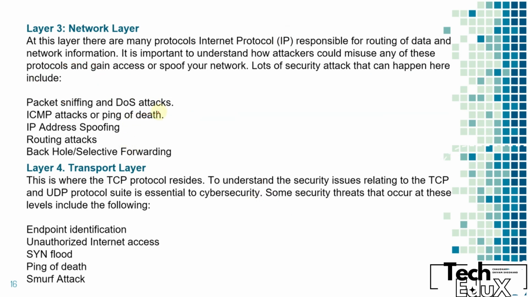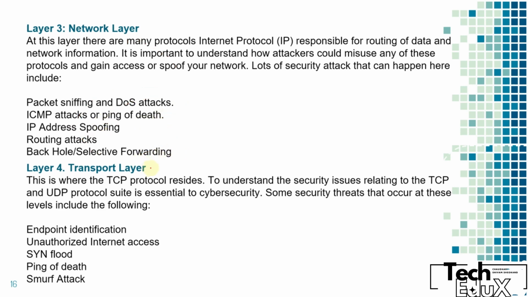Similarly, we have ICMP ping of death that works in the same DoS attack fashion. Then we have IP address spoofing, routing attacks, backhaul, and selective forwarding attacks. That all comes under network layer attacks. If you are interested, you can go one by one and read out what routing attacks are, what IP address spoofing is, what ping of death is.